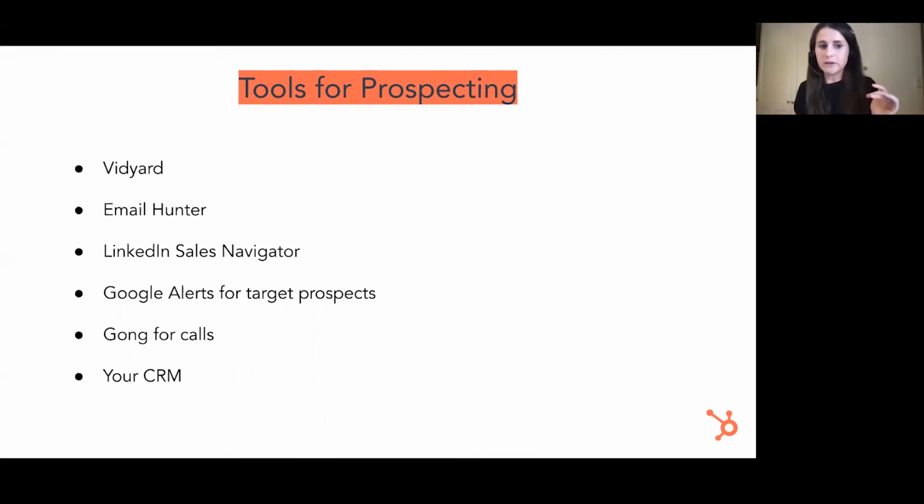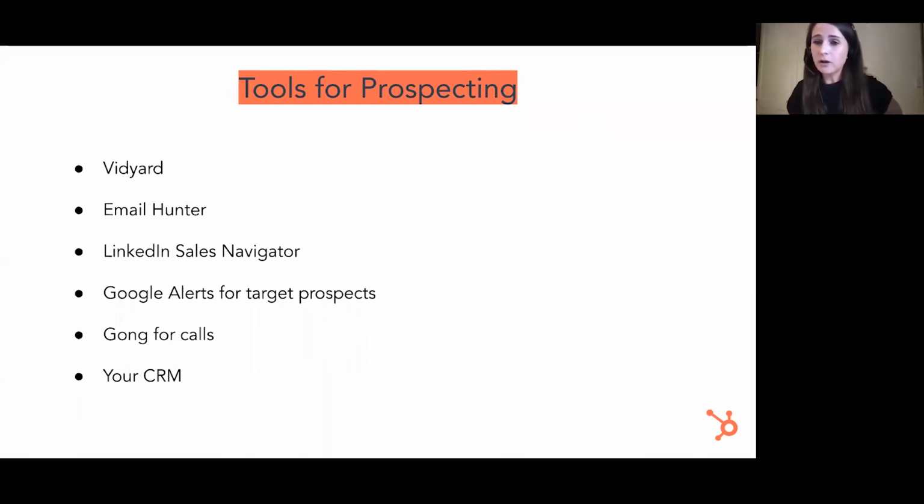So what you could do is, if you've already started targeting a company, or if they're on your list to reach out to soon, you can set a Google alert so that anytime that company is mentioned in the news, you get an alert, and then you'll reach out in a timely manner when the lead is hot. So that's really important as well.